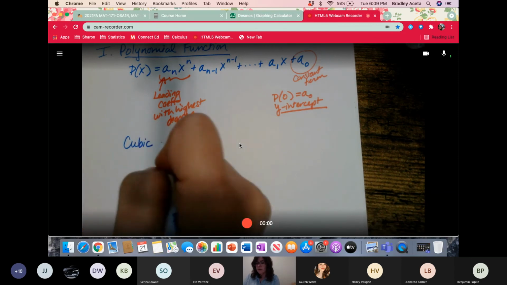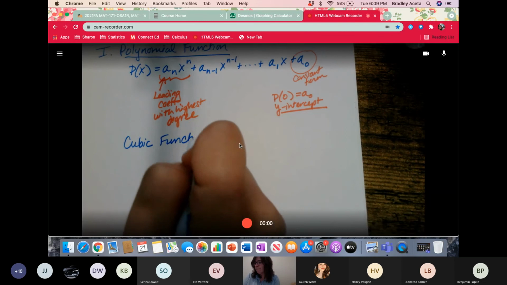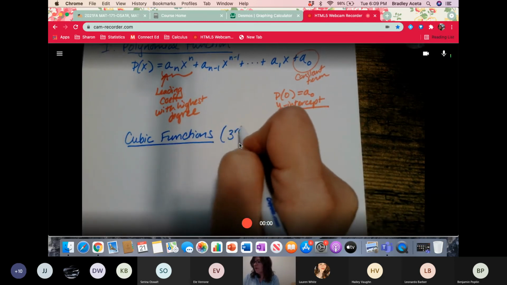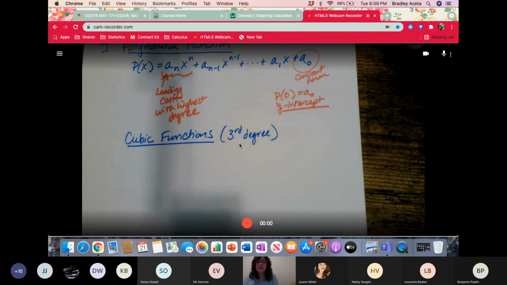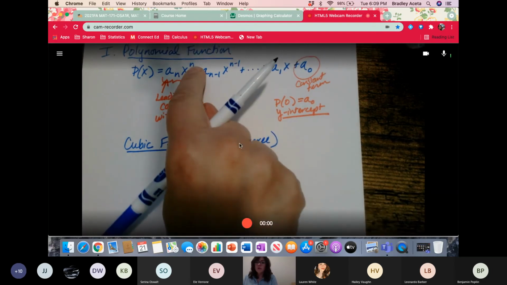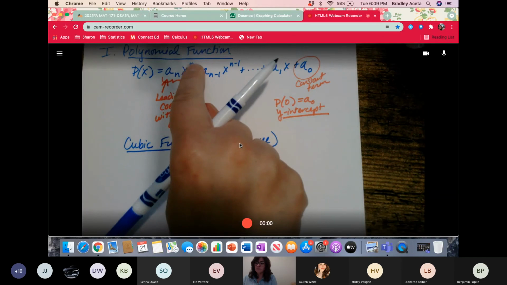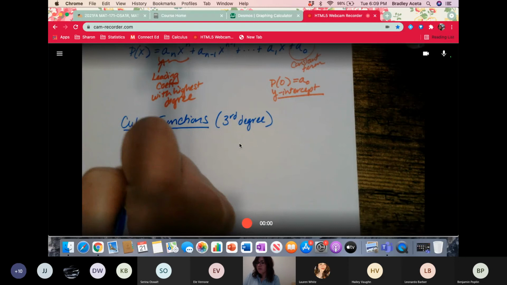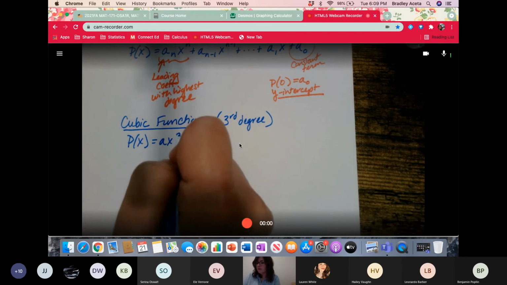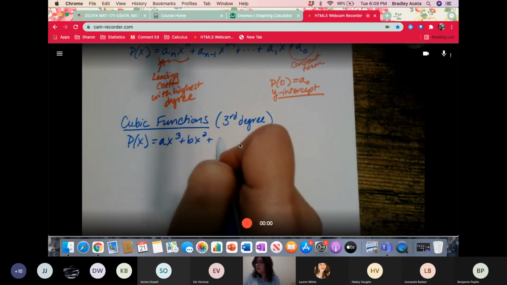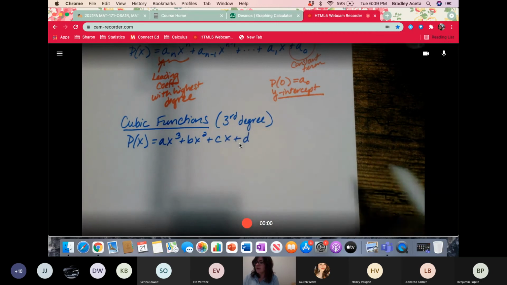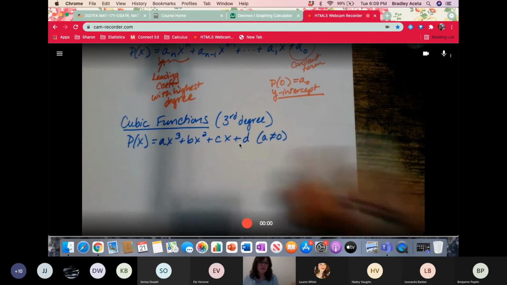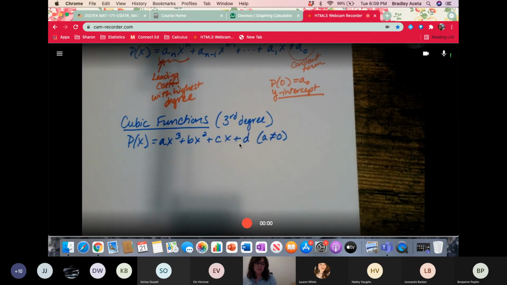But let's talk about cubic functions. Cubic functions are what's called third degree, or degree 3. That means the exponent with the x would be an x cubed. So we would write it like this: P of x equals ax cubed plus bx squared plus cx plus d. And you can't let your a be 0 because then you have a quadratic.